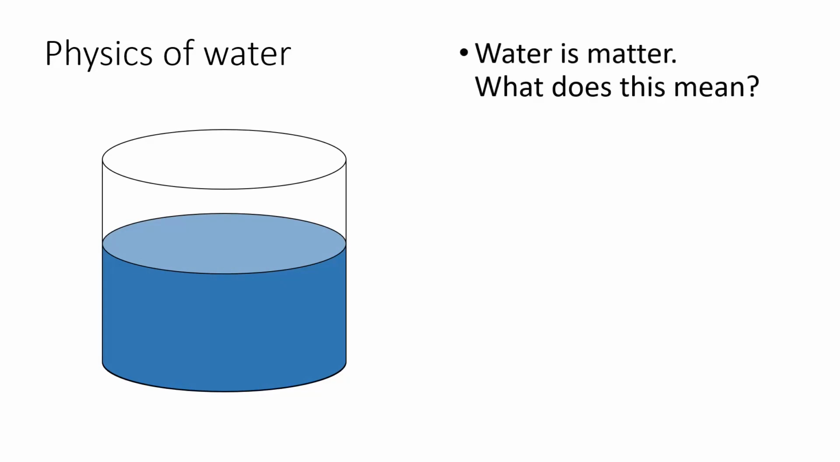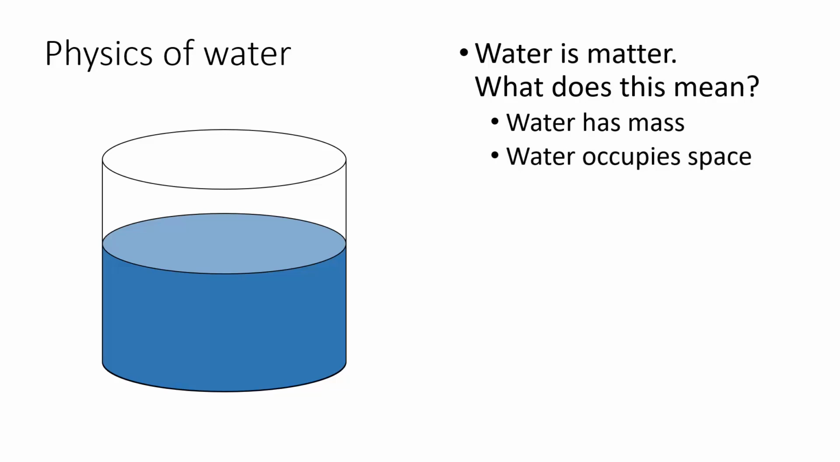So in terms of the basics of physics, if we're thinking about a bucket of water and we say something like water is matter, what does this mean? What does it mean for something to be matter? Well, it means that it has two characteristics. Water has mass and water occupies space. So that's easy enough conceptually, right?